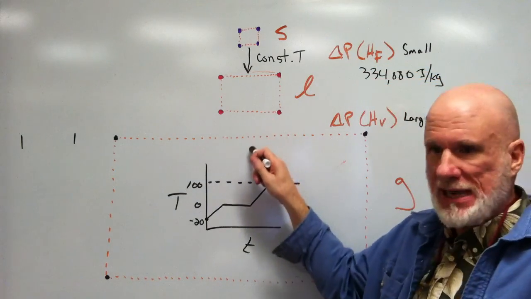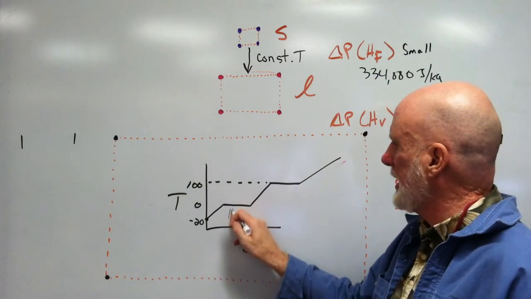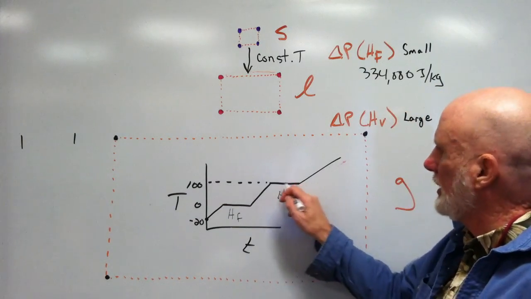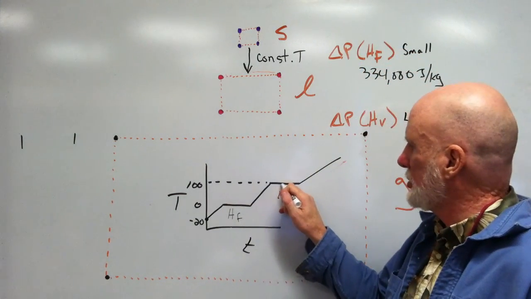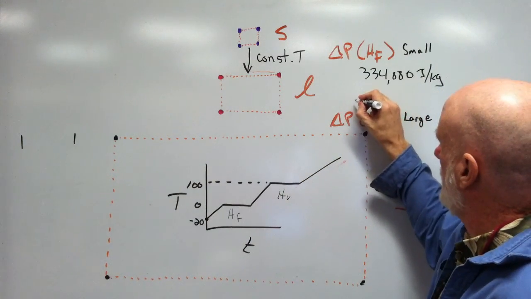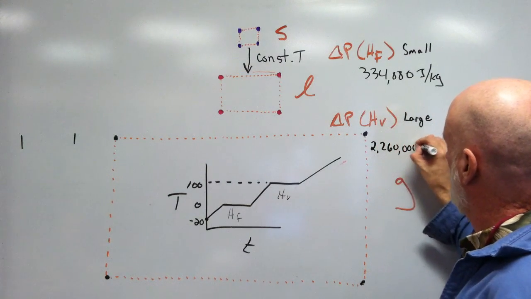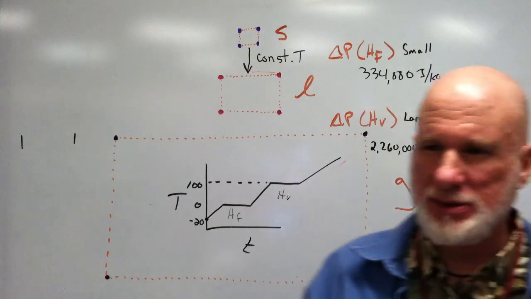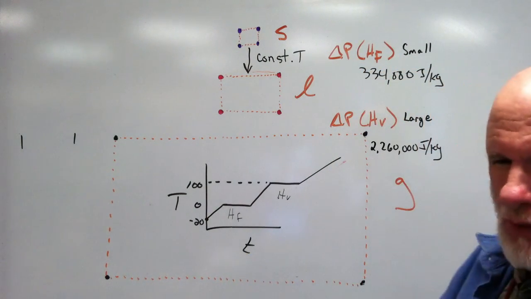This one is going to be the same thing when I get to here. This is the heat of fusion. This is the heat of vaporization. You can see that this one, even though I didn't draw it on the graph, is much longer. It takes longer for that to go in because this is going to be the heat of fusion. The heat of vaporization will be 2,260,000 joules per kilogram. 10 times, not quite 10 times, larger. Okay, 8 times larger, approximately.